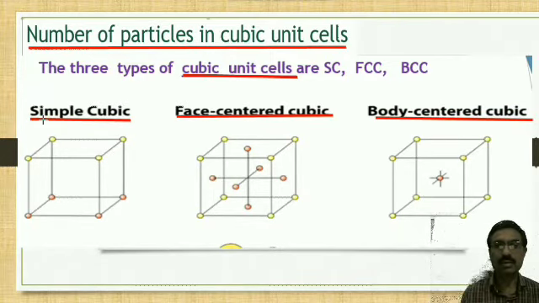In a simple cubic unit cell, 8 particles are present at the 8 corners. In a face centered cubic unit cell, 8 particles are present at the corners and 6 particles are present on the faces of the cubic unit cell. In a body centered cubic unit cell, 8 particles are present at the corners and 1 particle is present at the center of the cubic unit cell.